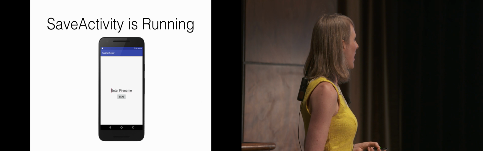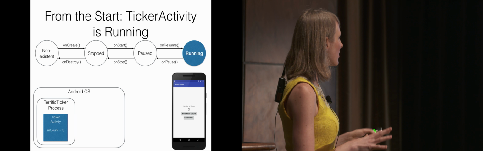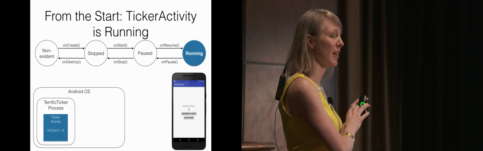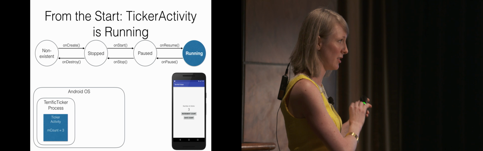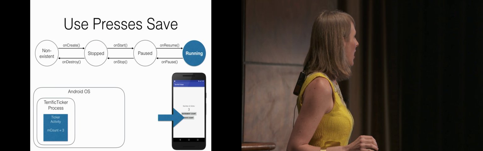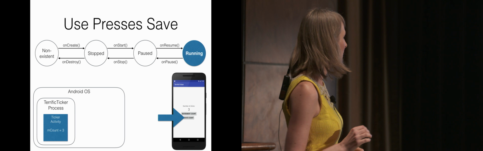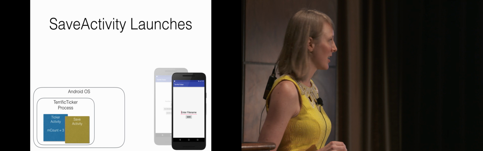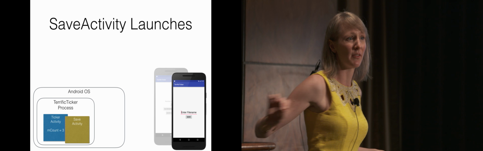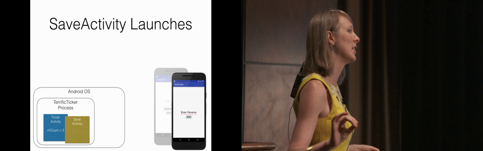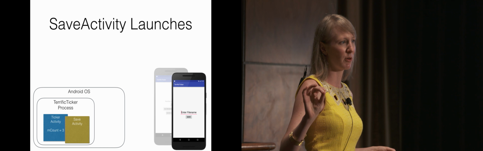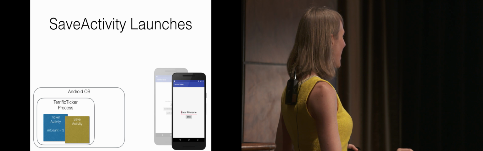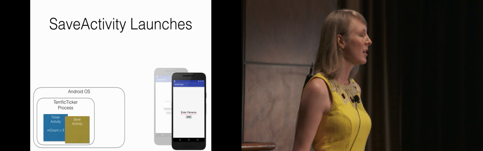All right, so let's talk about what happens here. The user starts off in our running state. The state diagram represents what the ticker activity is doing. So we are running. The user presses save count. What'll happen now is a save activity gets created, and the save activity gets run through its life cycle. So it is running in the foreground, right? And what did I say one of the most important rules about activities is? Yes, only one activity can be running in the foreground at a time.